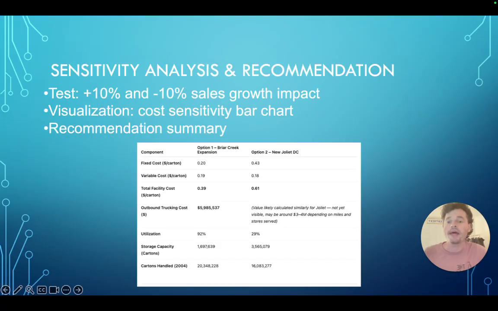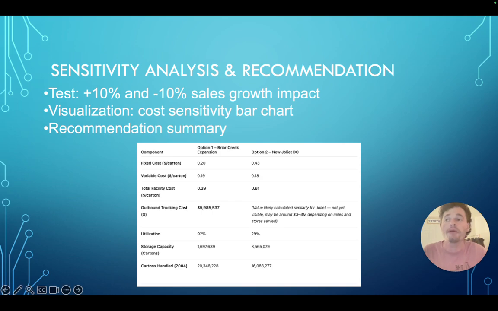All right, so now we'll look at the sensitivity analysis and then my recommendation. So when we did the test, we tested sensitivity to sales growth. We found that the new DC option remains cost effective even under a lower than expected growth due to its more balanced cost structure and scalability. Expanding an existing DC only works optimally under moderate growth.